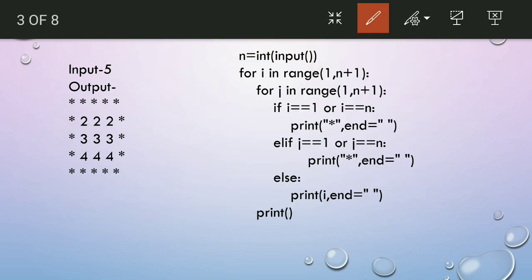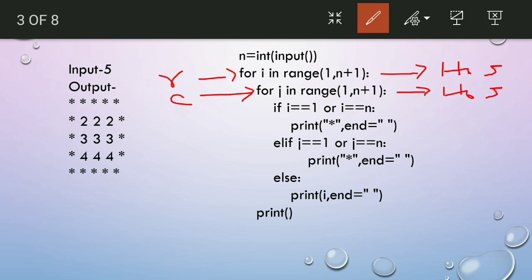The j loop will also run from 1 to n plus 1, that is up to 5 rows. i will also run from 1 to 5. j will also run from 1 to 5. i will run for the number of rows and j will run for the number of columns.